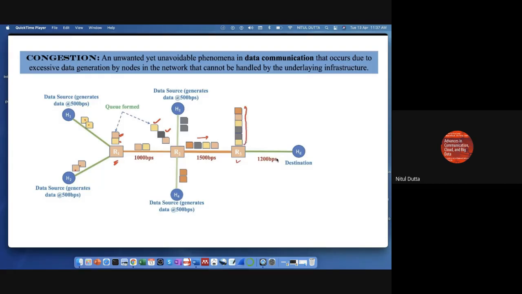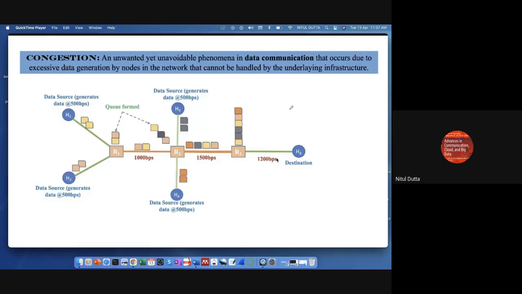Packets are stored in the queue. This queue will take some memory, and that memory will be used as a buffer of the queue where the packets will be stored for future transmission.